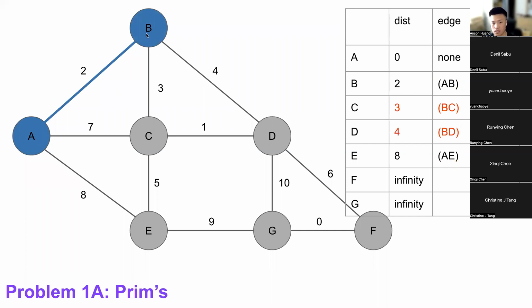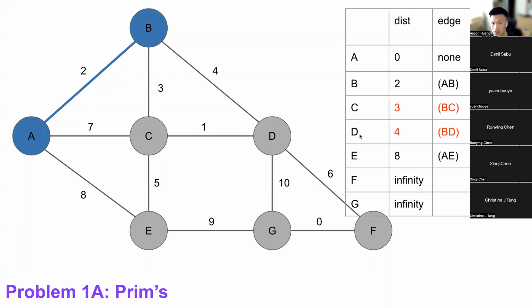And now at B, I can go to C and I can go to D. So the distance from B to C is 3. Previously, it was 7. And since 3 is less than 7, we update this to be 3. If this were Dijkstra's, you would have to add the distance to B plus the distance from B to C, which is 5. But for Prim's, you just get the distance directly. So you don't have to add 2 plus 3 and get 5 over here. It's just going to be 3. So that's why I think it's a little bit simpler.